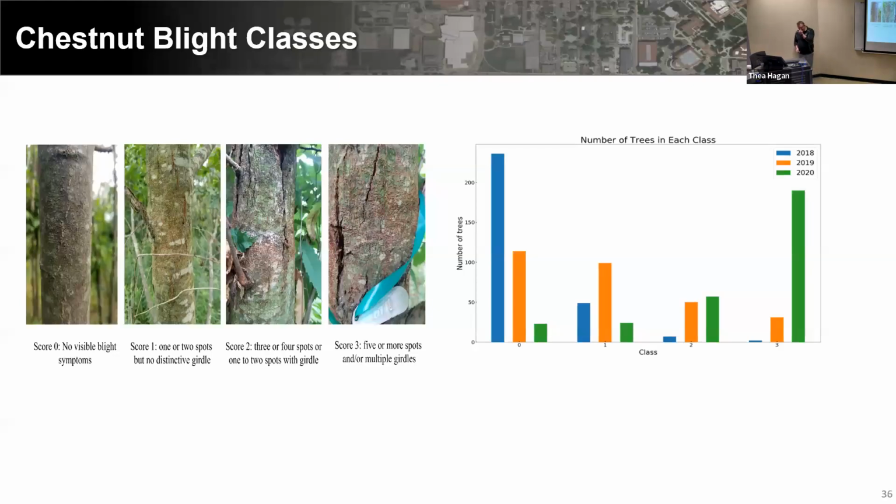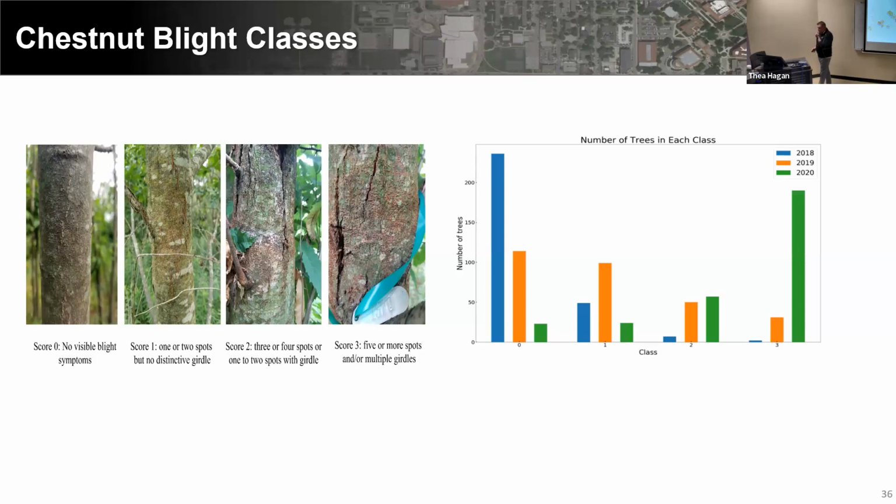What we did is went out and scored chestnut blight. We had a numerical 4-score system where we classified the level of severity. On the right, this is the number of trees in each of these classes through time. In 2018, we had very few trees that had blight, and you can see this shift to 2020, when there were very few trees without blight. So it was moving through this system.